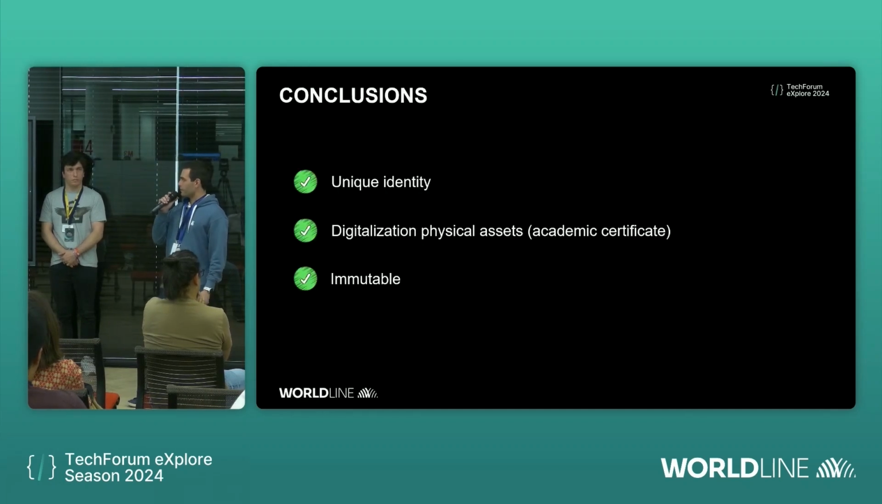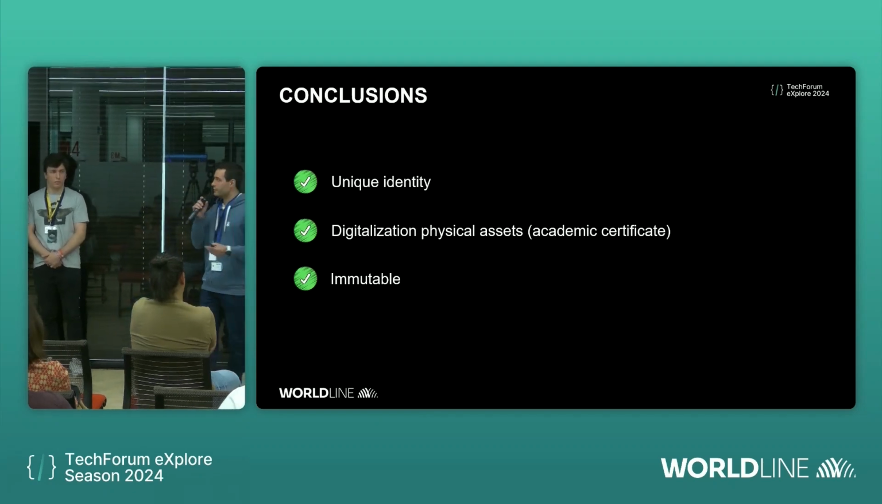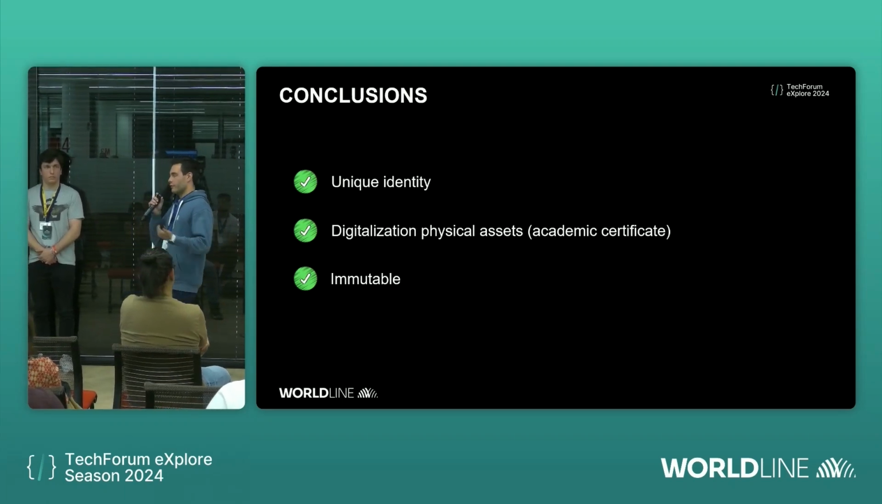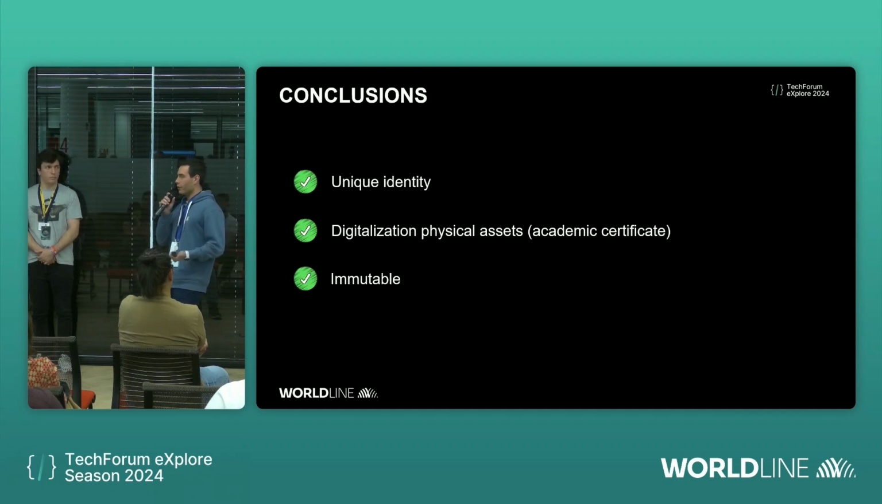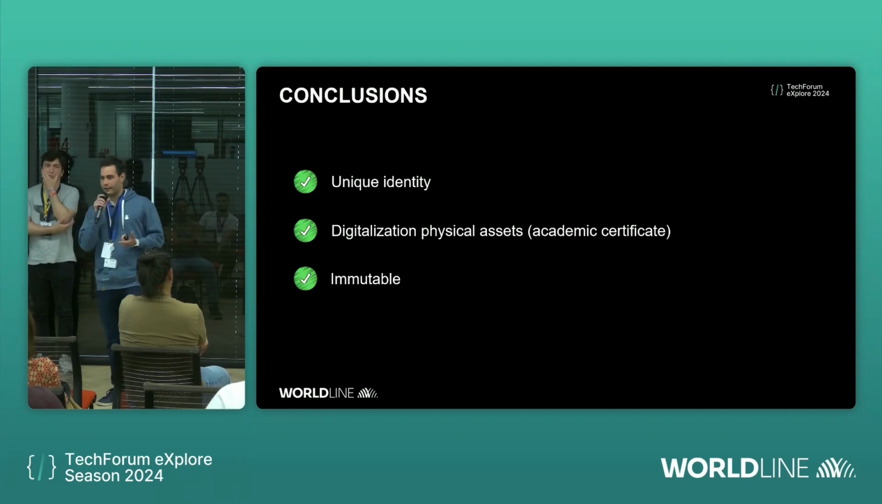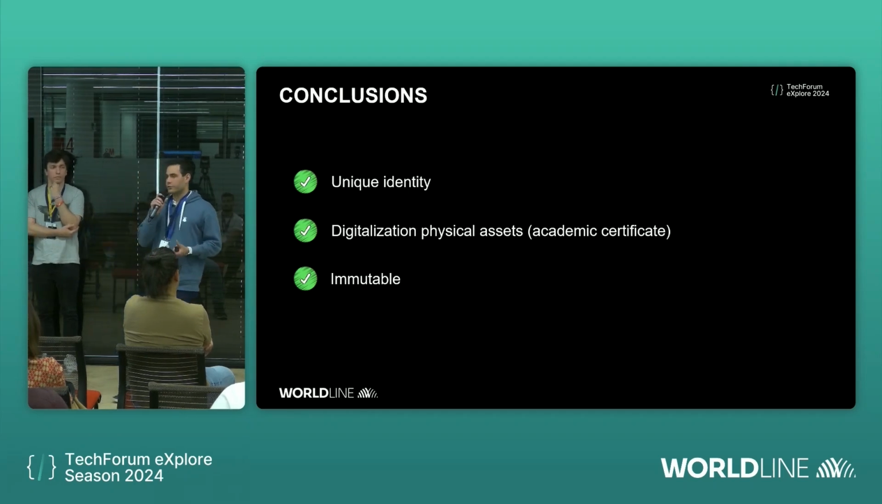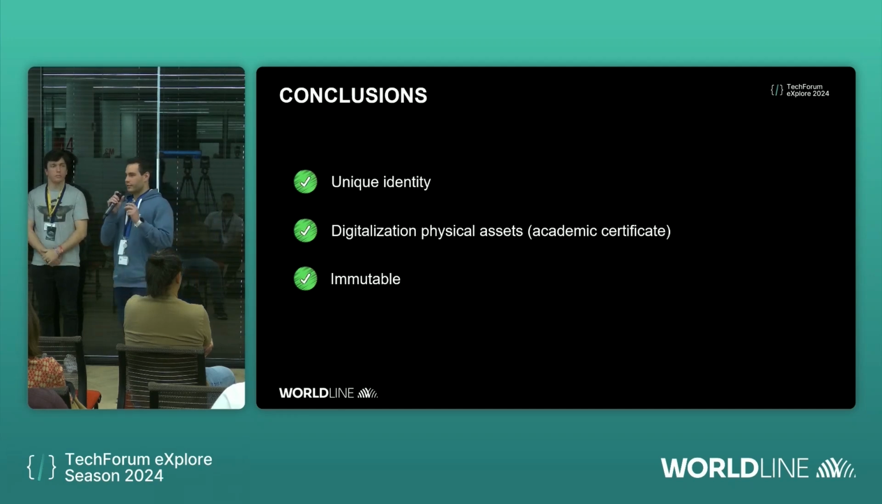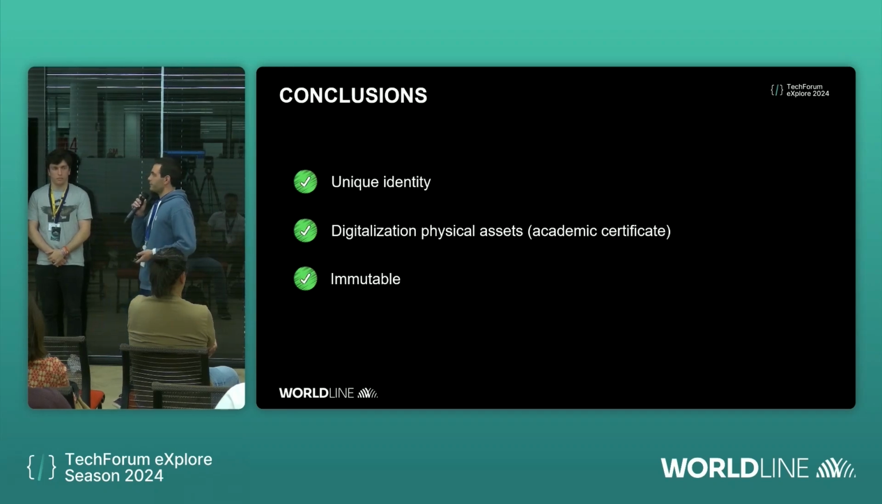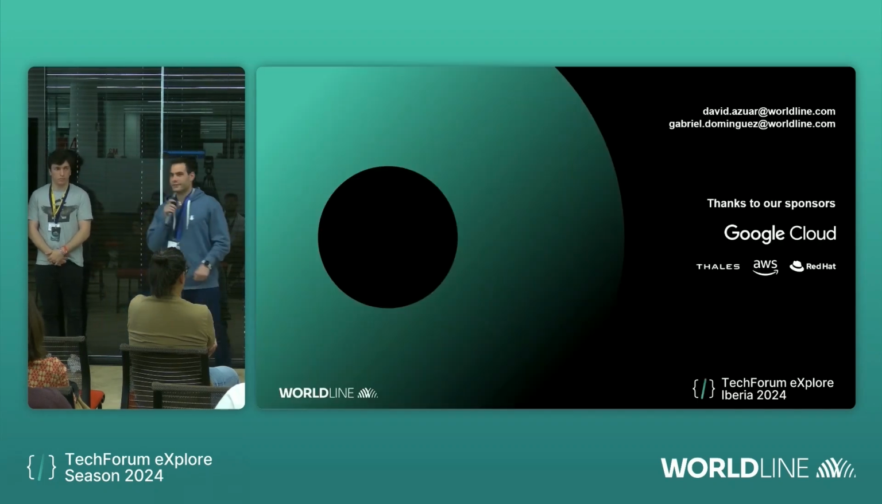So, what is our conclusion? With blockchain, we can create totally decentralized applications with unique identities for different industries, different sectors, different goals. We can digitalize physical assets, and we can also guarantee the immutability of all the information registered in the distributed database, which is the blockchain. And that's everything. Thank you.